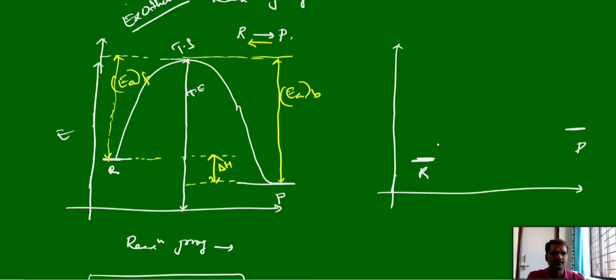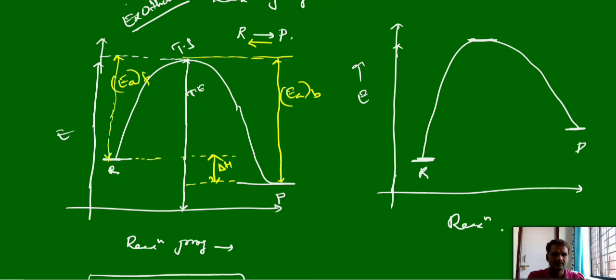A reactant and a product. Again, for a reactant to convert into the product, it should attain some minimum energy to reach this transition state. Again, this is the energy, this is the reaction progress.